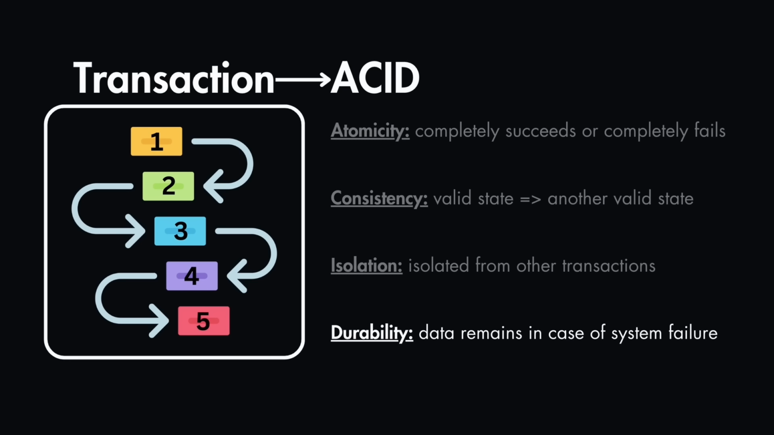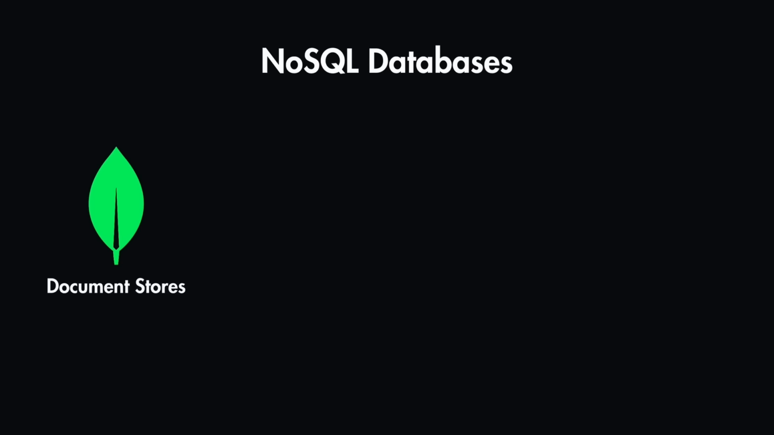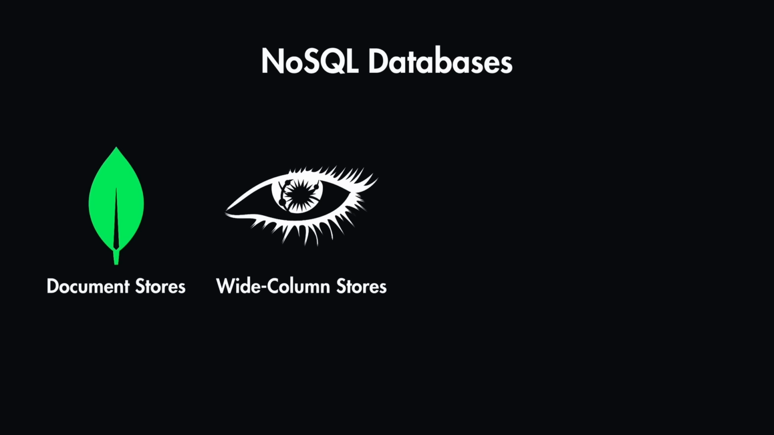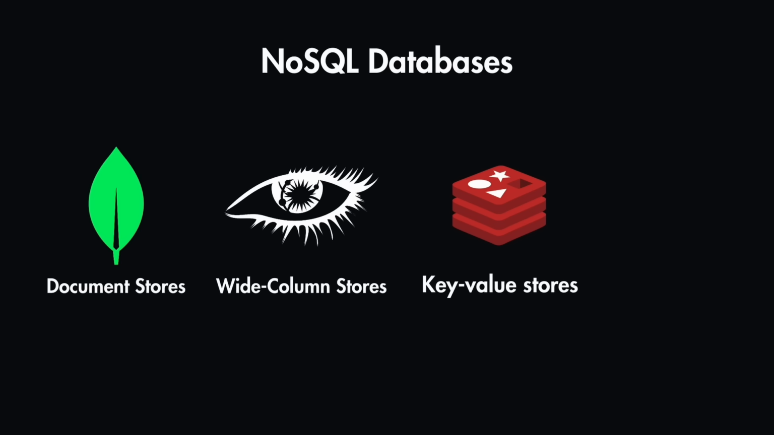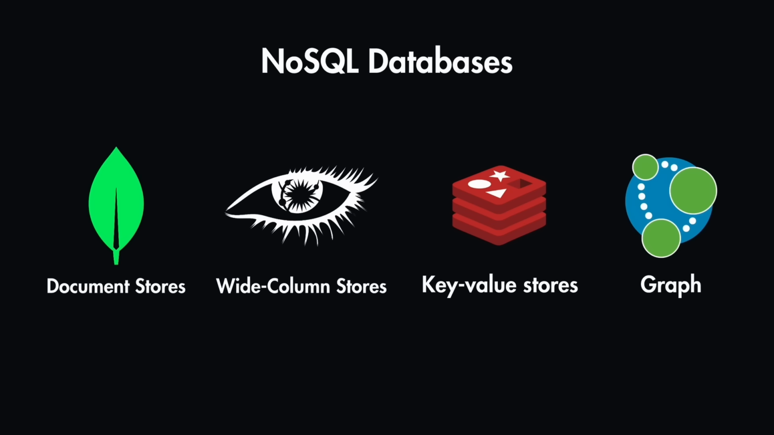And lastly, they come with durability, which means even if the system fails or the database server fails, the data will still remain there. And now let's have a look at non-relational databases. Non-relational databases can be in different forms. For example, we have document stores like MongoDB, or you can use wide column stores like Cassandra, key value stores like Redis, and graph stores like Neo4j.